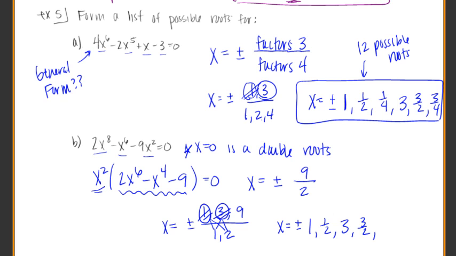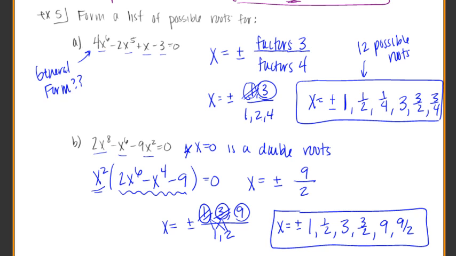Now that's done. Go to 9. 9 over 1 is 9, and 9 over 2. So there are, again, other than x equals 0, which you know is a definite root, these are the other possible roots to try out in synthetic division. Okay, so let's keep going on.